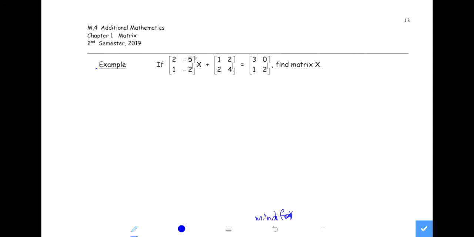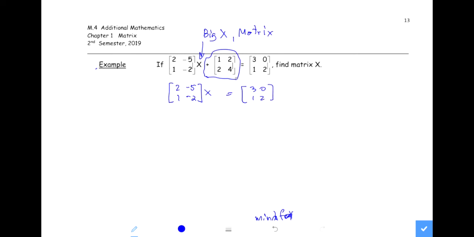Applying it, guys. Here you have big X, right? Big X is a matrix, so it has dimensions, it has rows and columns. To find this matrix, you go somehow like this: 2, -5, 1, -2, and multiply by X. You want to move this one to the other side. So you have 3, 0, 1, 2, and then this is plus. You move it there, it becomes minus. So you have 1, 2, 2, 4.